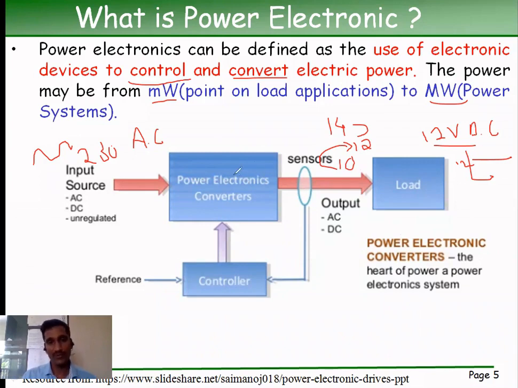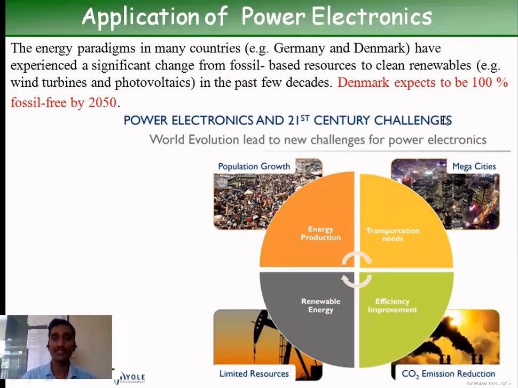So power electronics also performs various other functions, like saving power, reducing the noise which occurs in the circuitry, and improving the system performance. So these are the various functions performed by power electronics. Now, the applications of power electronics.